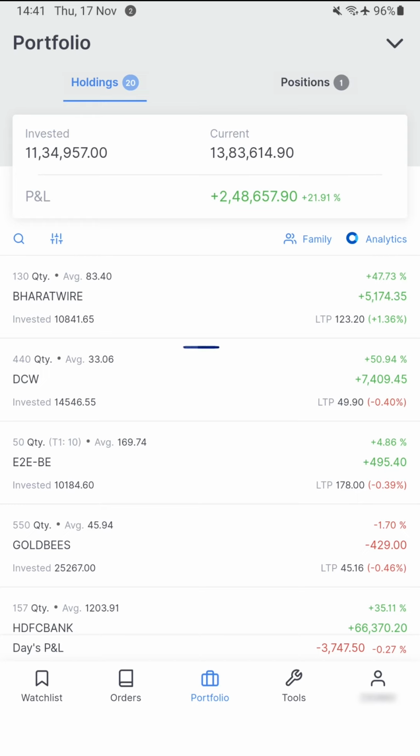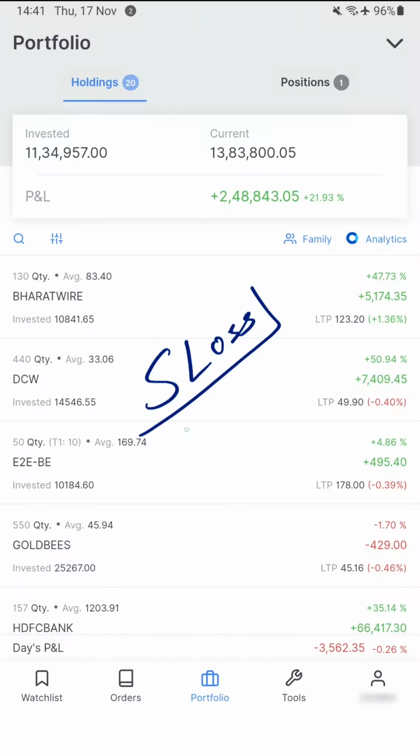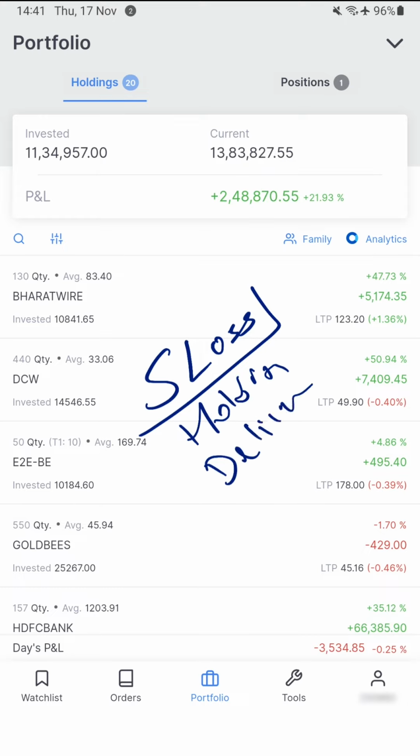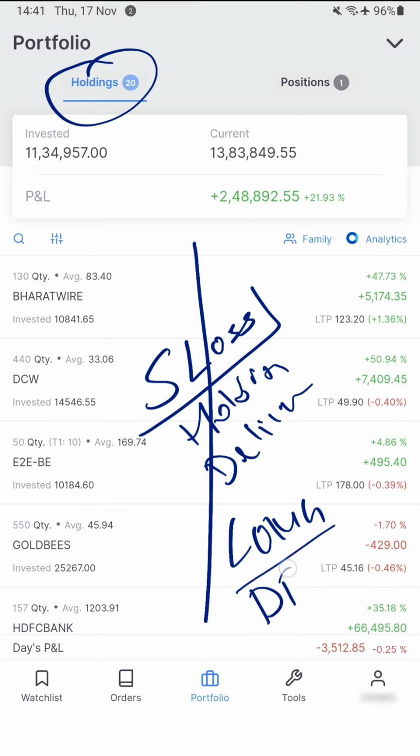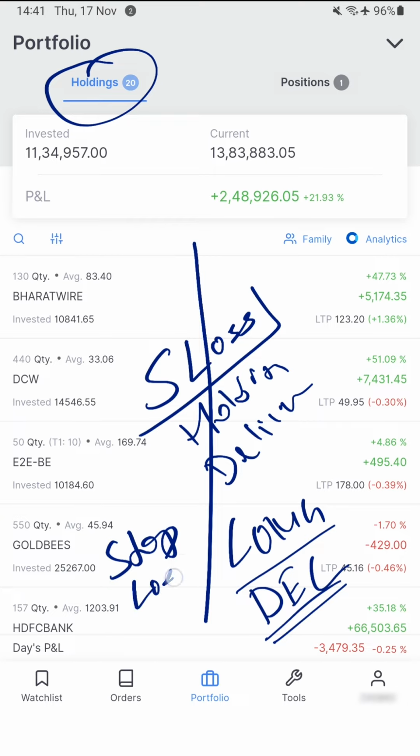Hi friends, today we are going to look at placing stop loss for your long term holdings which are in delivery mode in Zerodha. As you can see over here in my holdings, I have a bunch of stocks which I am holding for the long term or for which I have taken delivery. How do I set a stop loss for these?